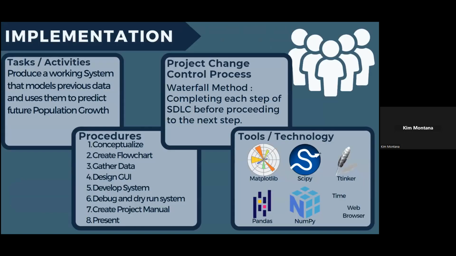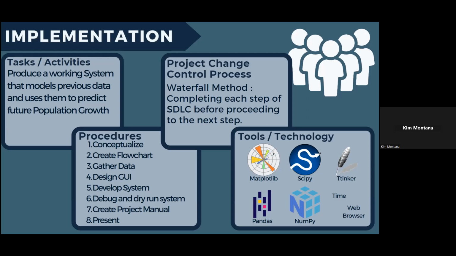And for our implementation, the task or the activities is to produce a working system that models previous data and uses them to predict future population growth. And our procedures is first to conceptualize the flow chart or the system and identify the requirements of our project, and also as a data intensive project, we must gather data and find it with credibility and reliability.